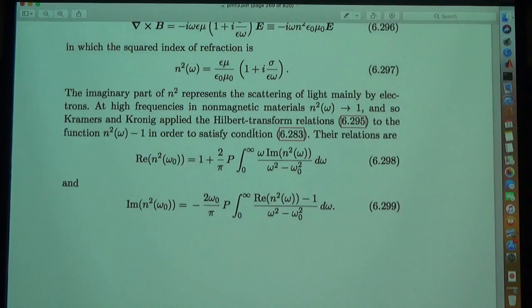And what you can see from this is that at high frequency, n squared is epsilon mu over epsilon 0 mu 0, and it's apparently true that at high frequencies, epsilon and mu approach epsilon 0 and mu 0, which makes sense actually.